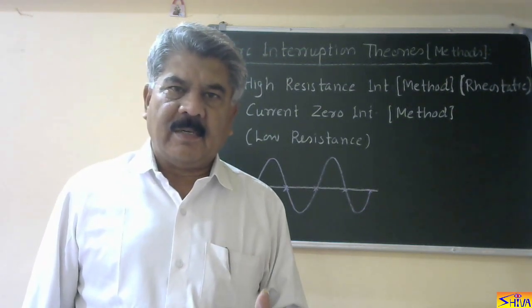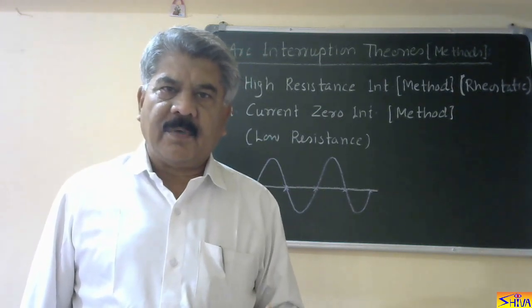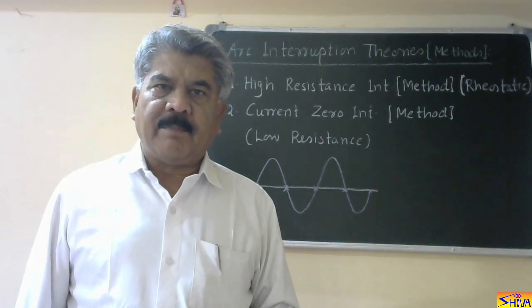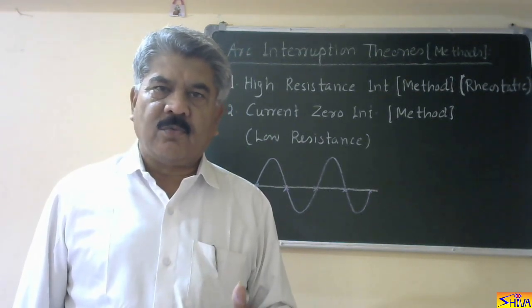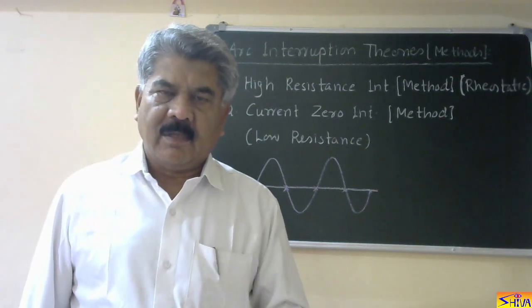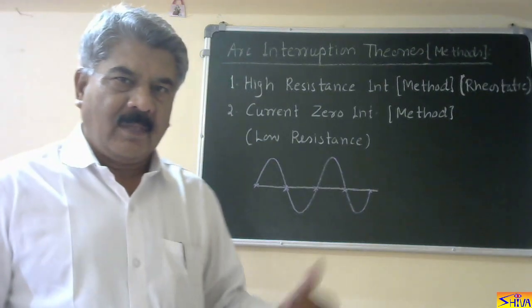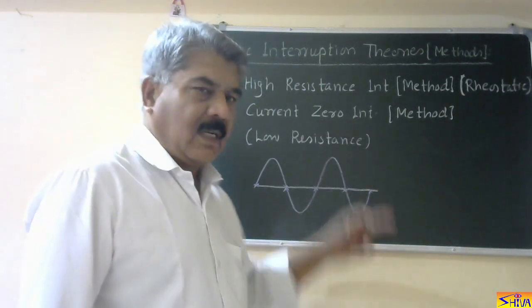In this method, the energy dissipated is very high. Therefore, application of this method is restricted to low and medium power circuit breakers as well as to DC circuit breakers. Now why it is used for DC circuit breakers, that I will explain next. Next method is current zero interruption.